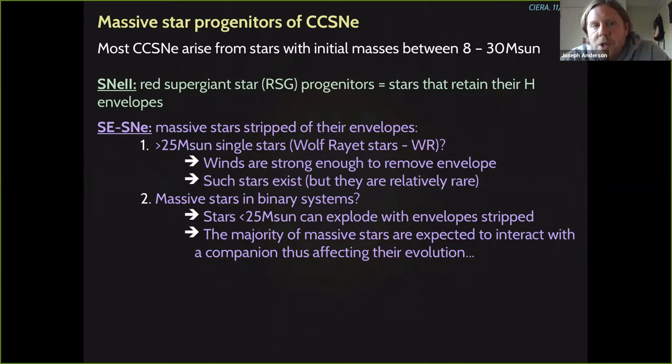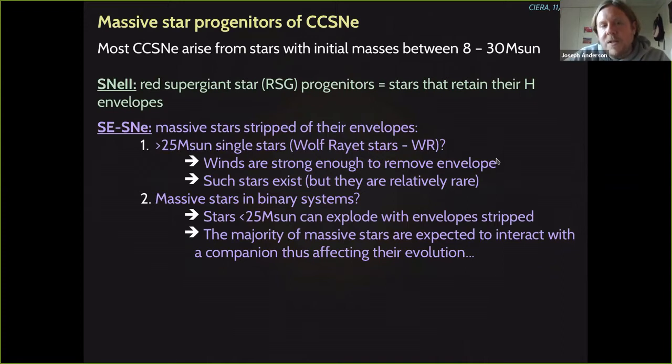So the question is, how are these stripped of their envelopes? There are basically two main ways that you can do this. They can be single stars. If they're single stars, then they generally probably need to be higher than 25 solar masses so that the winds are strong enough in that single star setup to remove the outer envelope. And still then, it seems like that's difficult for single stars. But we know such stars exist, we observe them, although they're relatively rare compared with the rate of stripped envelope supernovae. The other option is massive stars in binary systems.